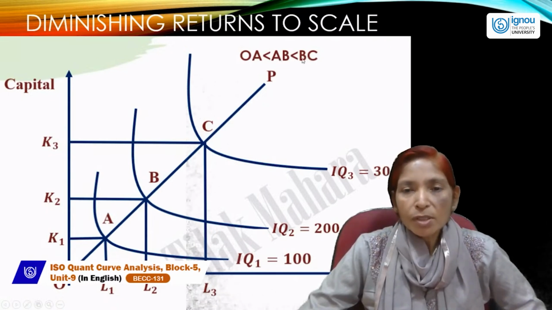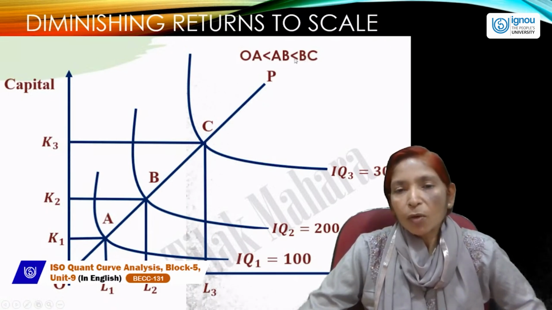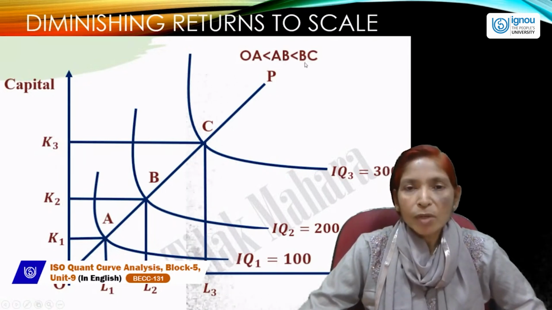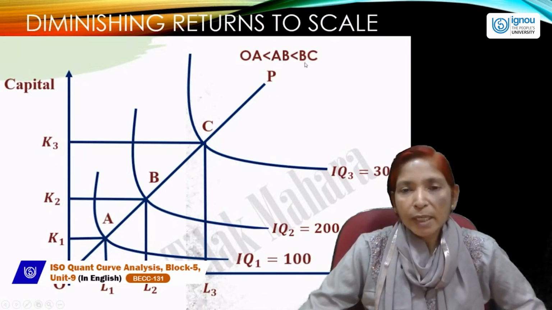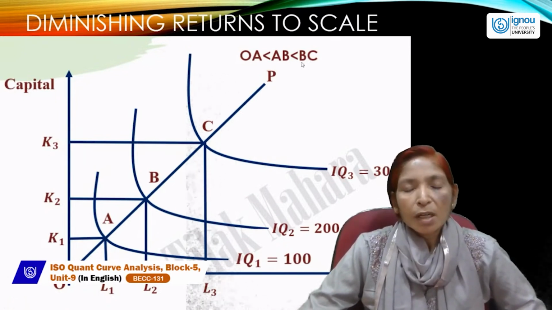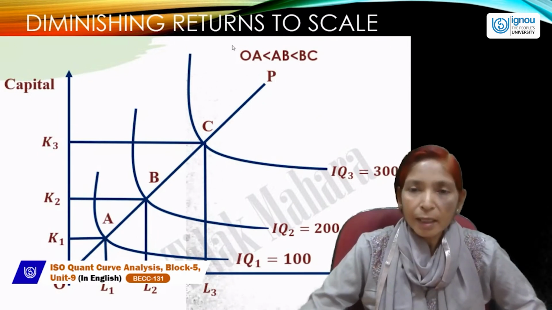And in case of constant returns, all will be equal. OA will be equal to AB, AB will be equal to BC. So these are the three situations of returns to scale which we can represent with the help of isoquant curve and expansion path line.